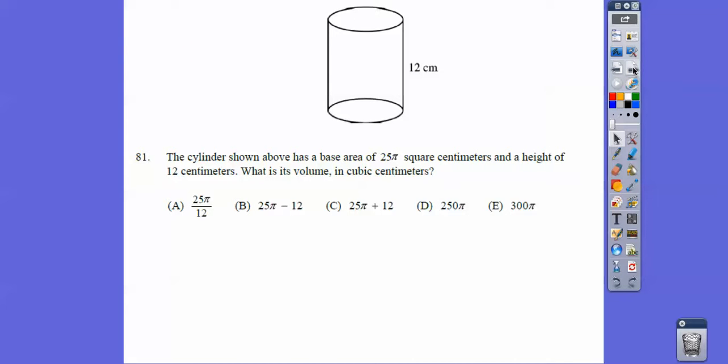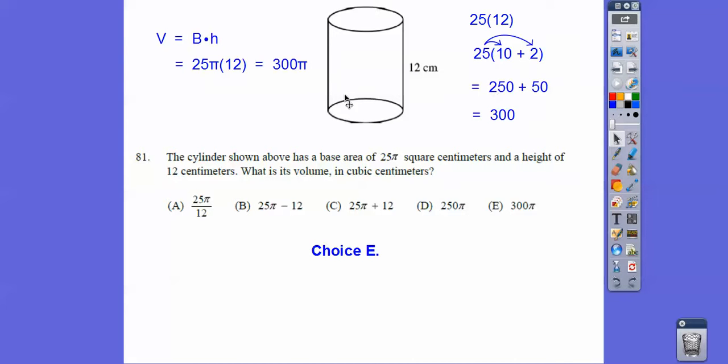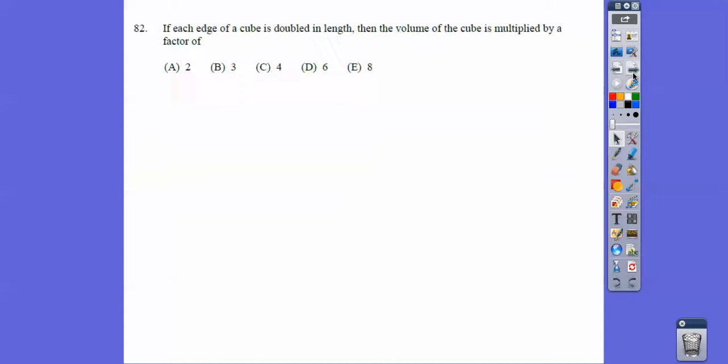All right, the cylinder shown has a base of 25 pi square feet. So what's the volume? Base times height is the volume. So the base is 25 pi, and then times 12. So 300 pi. I don't know if they let you use a calculator. So here's 12, 10 plus 2. 25 times 10 is 250. 25 times 2 is 50. When you add those together, you get 300 pi, so choice E.